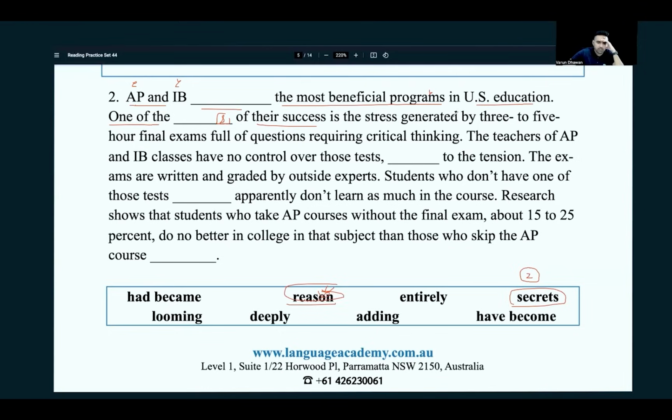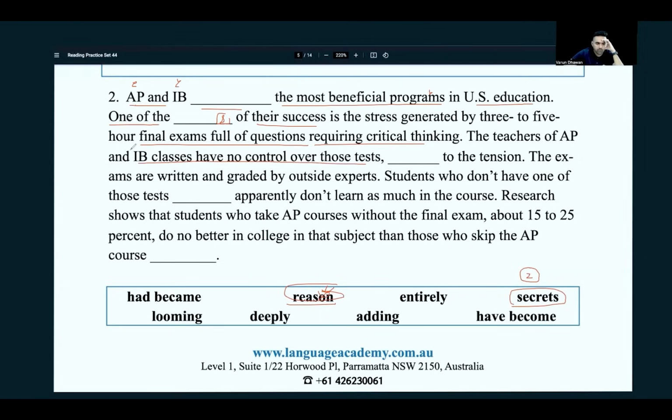One of the secrets of their success is the stress generated by 3 to 5 hour final exams. Why they're successful? Because of the final exams, full of questions requiring critical thinking. The teachers will come to this afterwards. I'm not really sure about this. The teachers of AP and IB classes have no control over those tests.